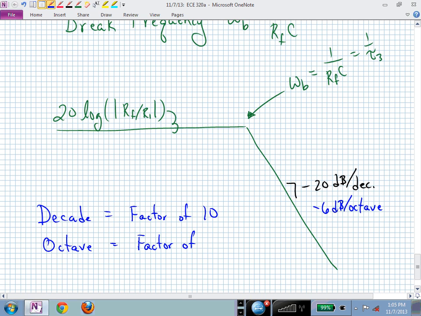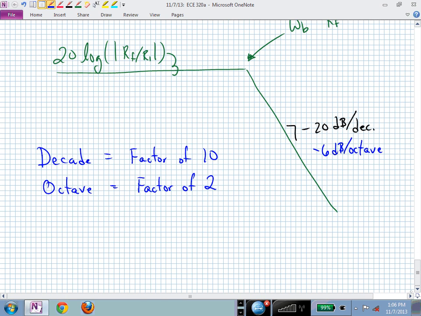Where were we? Oh no, we're at 5 here. An octave above 5 would be a factor of 2. So if I'm at 5 and I say, what's your gain an octave above 5? First, what's the frequency that you're at? A factor of 2 beyond 5, you're at 10 radians per second. So now you are an octave above your break, you're at minus 6 dB. So this is now a factor of 2.